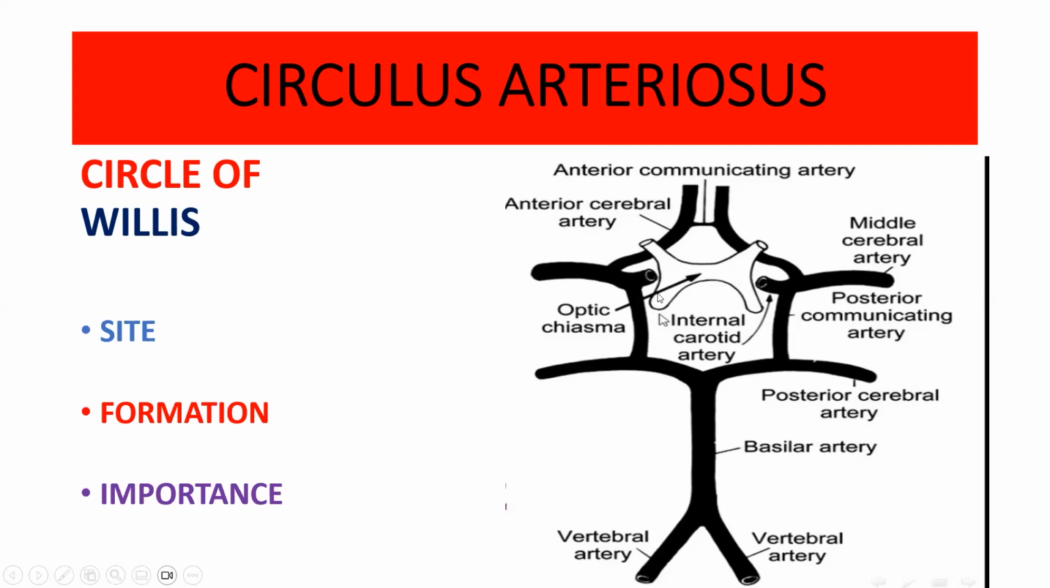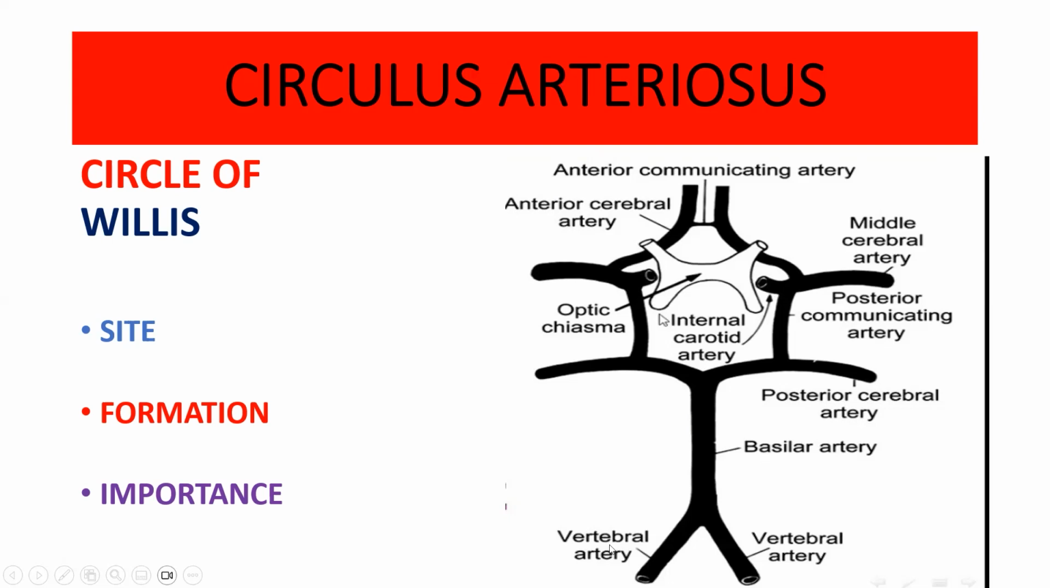Now, for the formation of the Circle of Willis, it's important to note that it is formed by two main arterial systems: the vertebrobasilar artery system and the internal carotid artery system. The vertebrobasilar system is formed by the vertebral arteries and the basilar artery. You can see the two vertebral arteries down here. The two vertebral arteries come together to form the basilar artery, which lies on a basilar groove in the region of the pons. So this is the basilar artery.